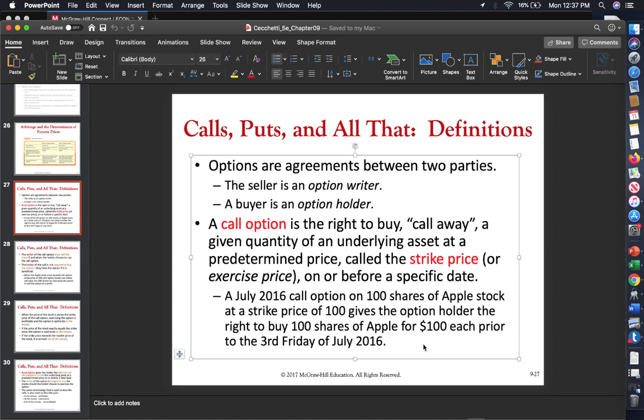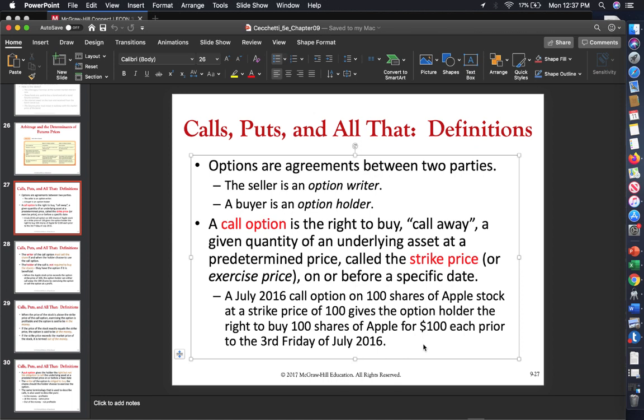Keep in mind the book was printed before 2016. It went into print in 2015 or something like that. So that would be a call option, for example. You have the right to buy a stock at a predetermined price that we call the strike price. In this case, the call option is the right to buy 100 shares of Apple stocks.